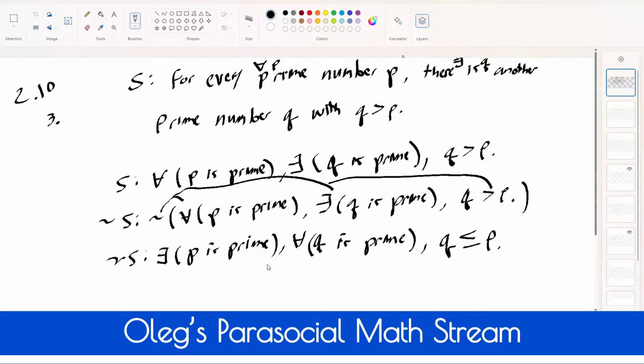There exists a prime number P for all prime numbers Q. So this P will always be bigger or equal to any Q number. That's also a true statement. But it's a negation in the sense that we flip the P's and the Q's, because now the P is the bigger one. I don't know, I think this might work. Let's find out.